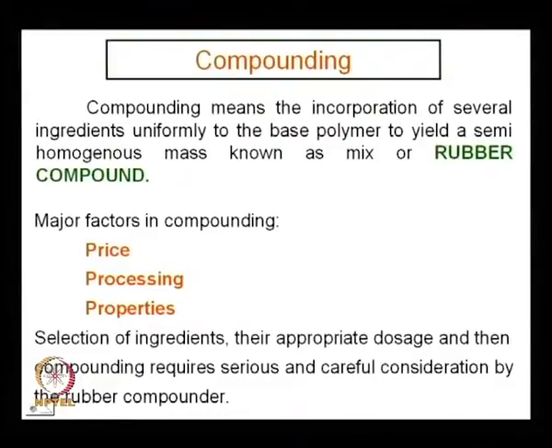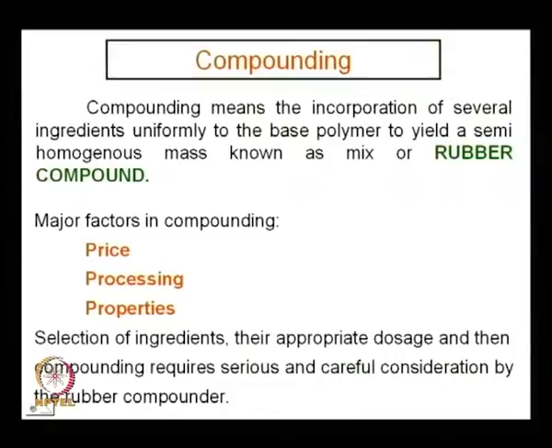The major factors to keep in mind in compounding, before selecting ingredients to formulate a rubber product, are the price of the ingredients, the processing characteristics of the rubber compound, and the properties of the final rubber compound and the vulcanized product. Keeping all this in mind, one can select the ingredients and their appropriate dose. Compounding requires serious and careful consideration by the rubber compounder, the person who makes a formulation and prepares the rubber compound for making a rubber product. There are positions in rubber industries for rubber compounders. They work with the flows, instruments and machineries.